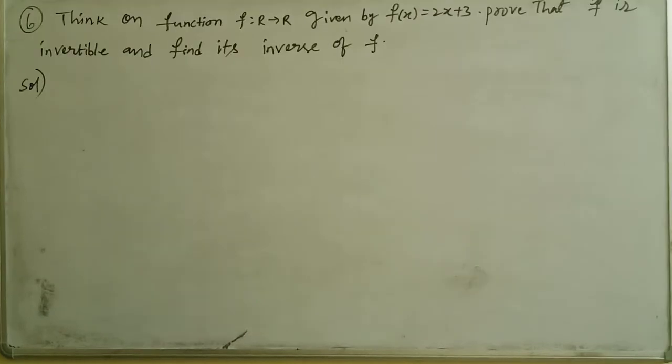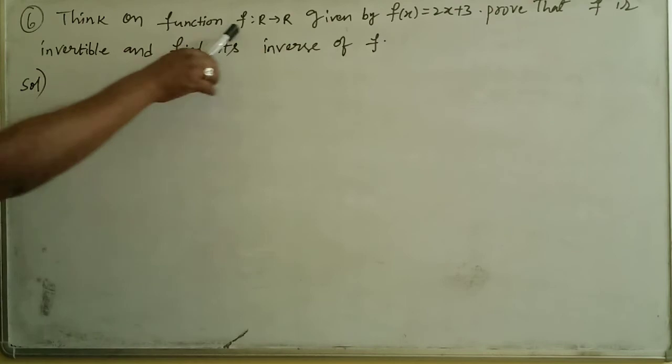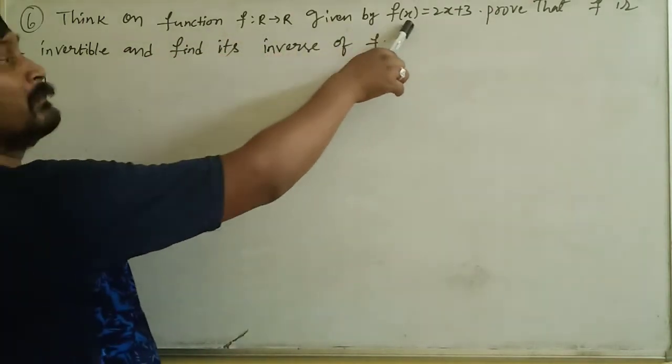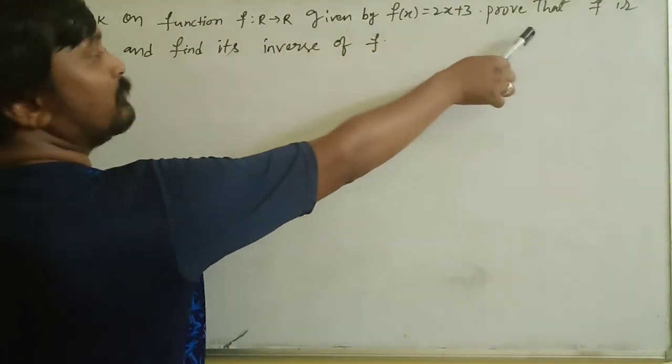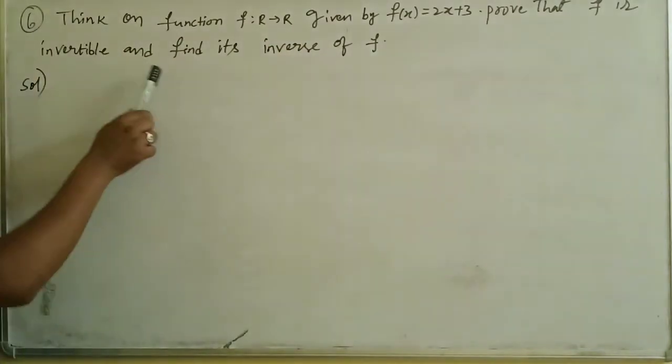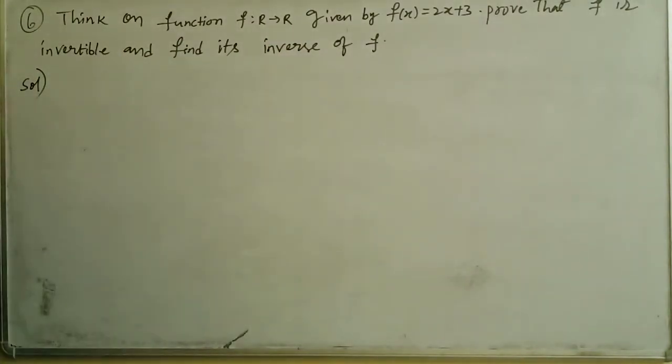Let's move on to the 6th. All right, let's move on to the next. Consider the function f maps R to R given by f of x is equal to 2x plus 3. Prove that f is invertible and then find the inverse of f.